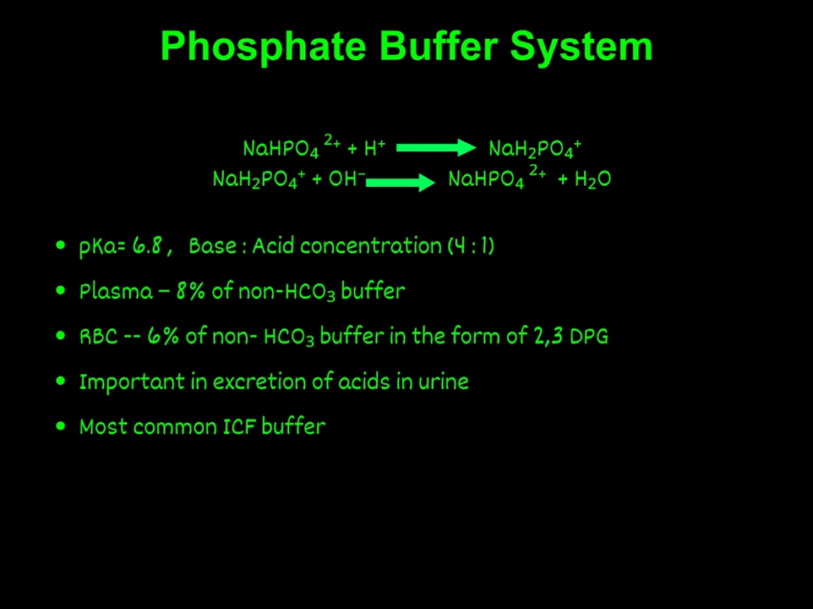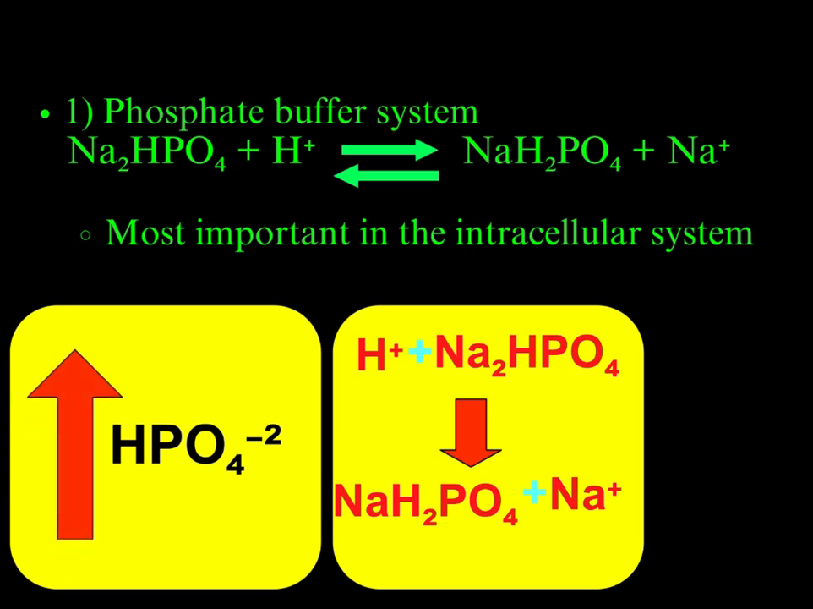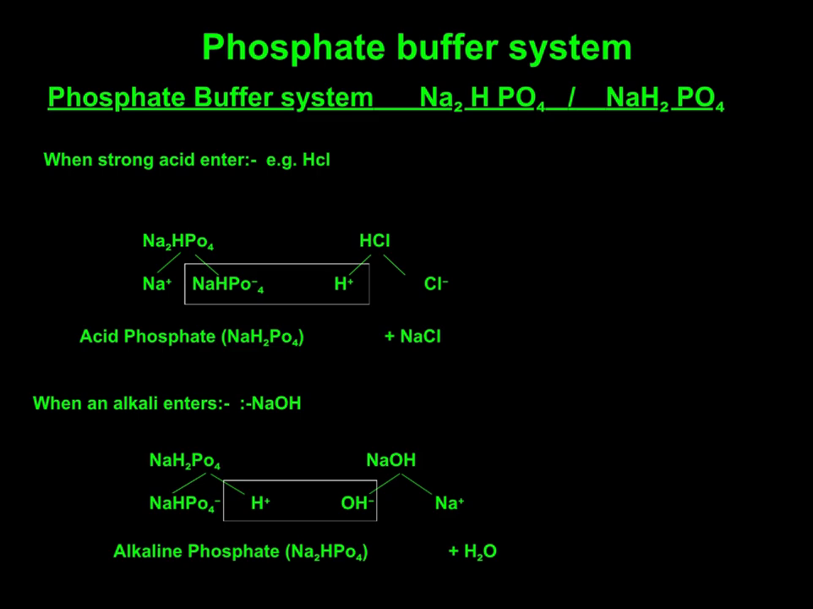The phosphate buffer system consists of two key components: sodium dihydrogen phosphate, which acts as a weak acid, and sodium monohydrogen phosphate, which acts as a weak base. The pKa of this system is approximately 6.8, which is close to the physiological pH of 7.4, making it effective for buffering in environments where pH fluctuates around this range. Let's see how it works in action.